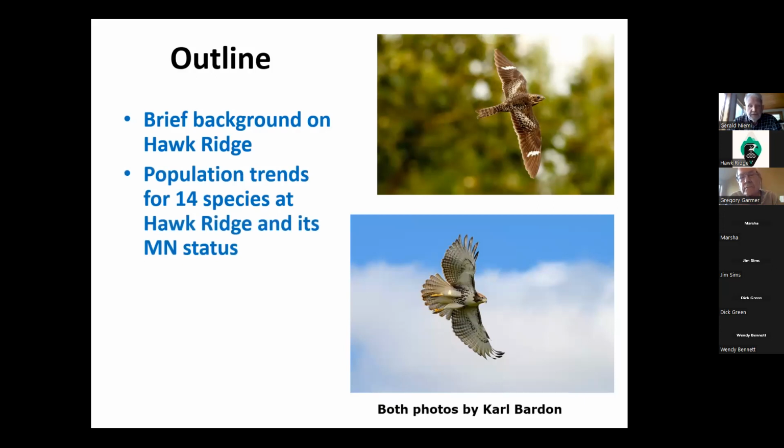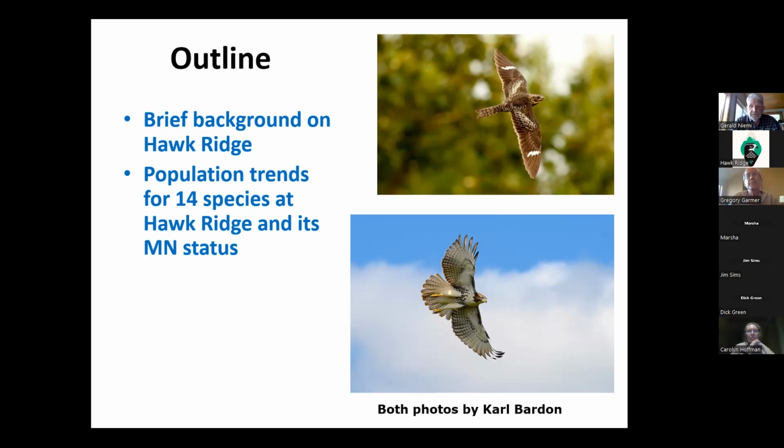What I decided to do, there are 14 species that we count on a regular basis that provide enough information. There are more species than 14 that we actually have identified at Hawk Ridge, but those are the 14 that we feel we have adequate data to actually say something about their population and especially about their trend over time.